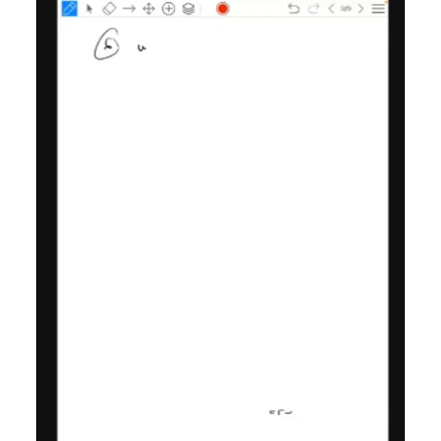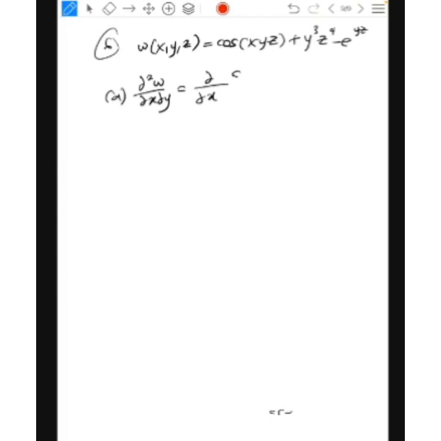Okay, 6. Now I have 1, 2, 3 variables, x, y, and z. Cos xyz plus y to the power of 3, z to the power of 4, minus exponent yz. Is it? Okay. Let's say I choose to solve question A. You may try for B yourself. Okay, del squared w over del x del y is actually del over del x of del w over del y.